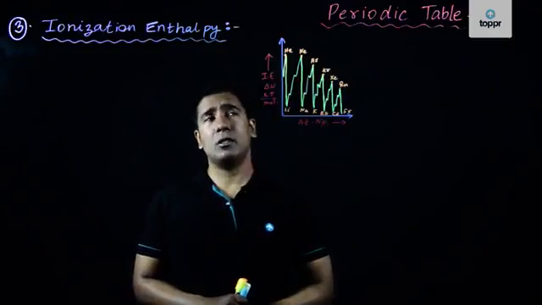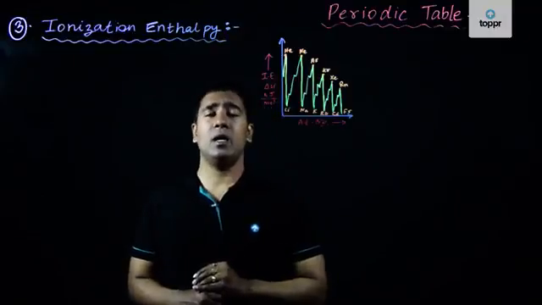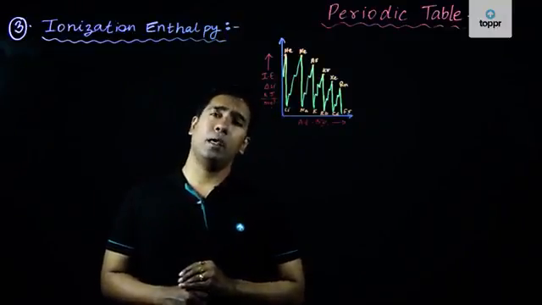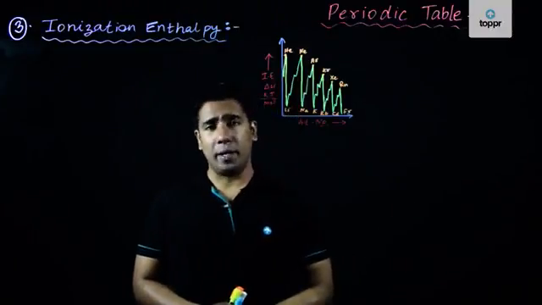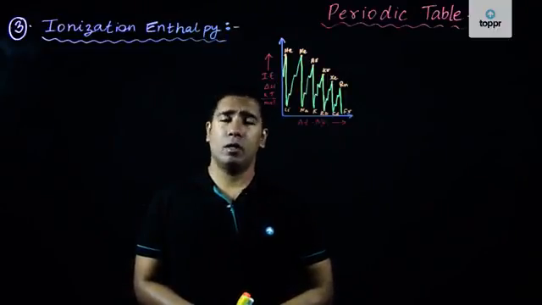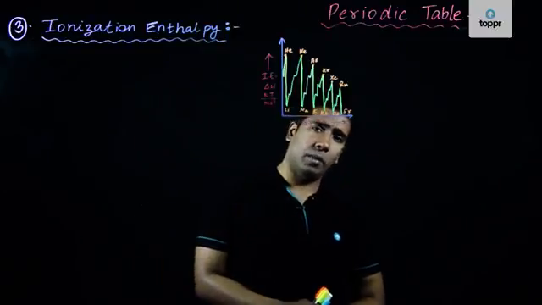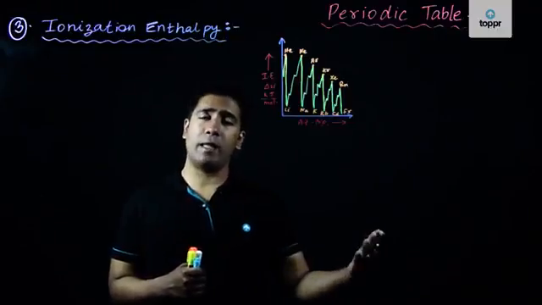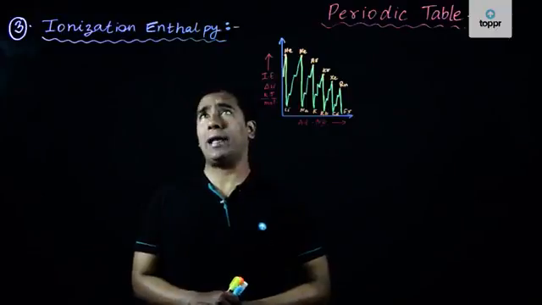So let us, before studying these things in detail, look at exactly what happens when we try to find out the ionization enthalpy as we move from left to right in a particular period. That is, for example, as we move from left to right, from sodium to, say, chlorine, or from sodium to finally argon, let us see what will happen to the ionization enthalpy.